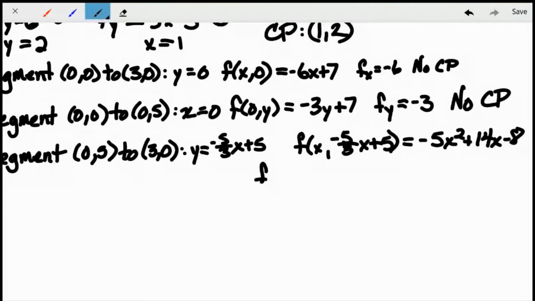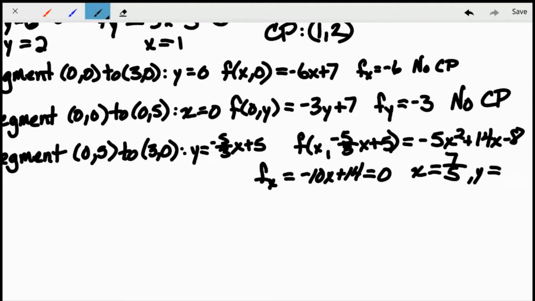So I'm going to do this derivative again. It's going to give me negative 10x plus 14. Set that equal to 0, and I get x is equal to 7/5. And then from there, we can get the corresponding y value. It turns out that the y value is 8/3.